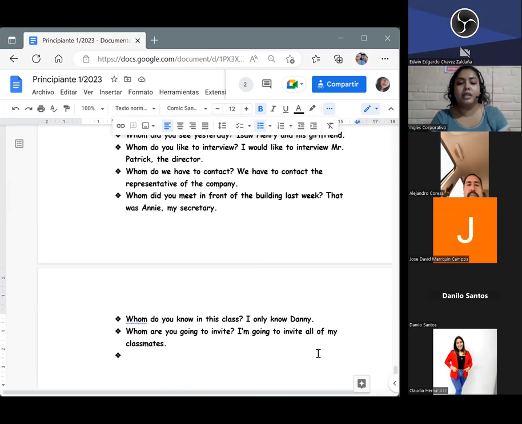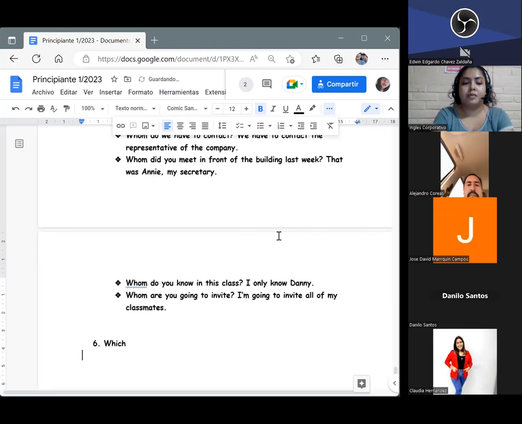Now, we are going to see the number six. Vamos a ver el siguiente, es el número seis. This one is which. Esta es la de selección, ¿verdad? And we have the examples here. Which shirt do you like? ¿Qué camisa te gusta? I like the one with the big yellow star on it. Me gusta la que tiene la gran estrella amarilla en ella.